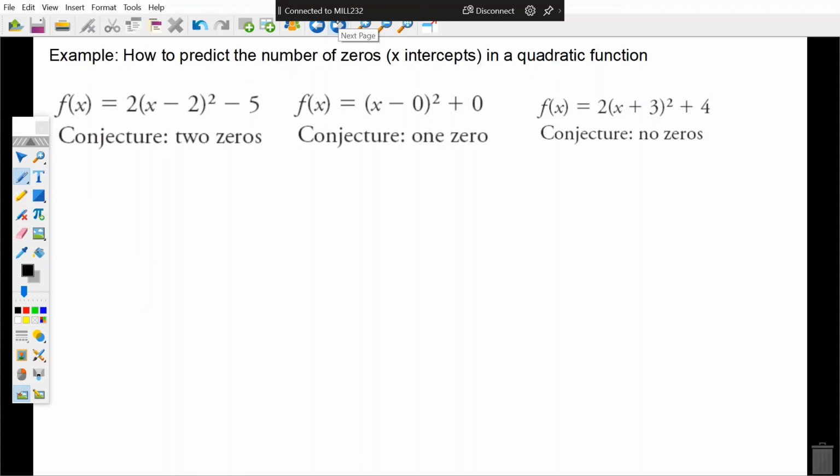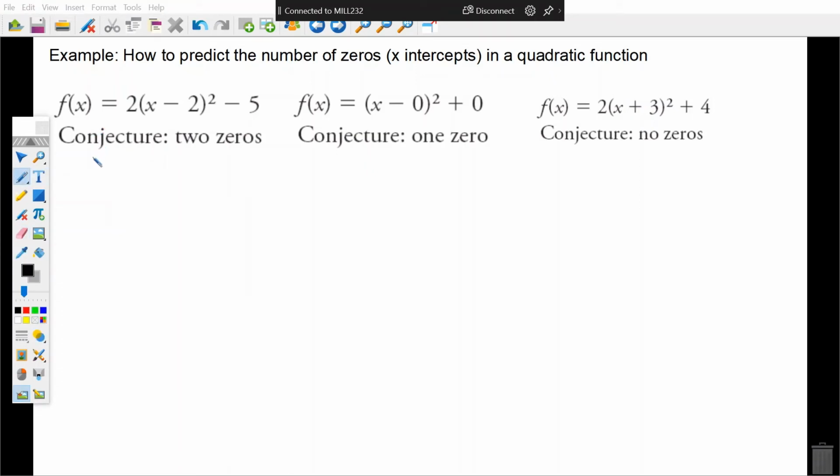The next thing is how to predict the number of zeros. And zeros is the same thing as x-intercepts. Sometimes they call them zeros and sometimes they call them roots. I try to call them x-intercepts all the time so it's consistent. So what we want to look at is how to predict the number of x-intercepts in a quadratic function. You could get a question like this on your quiz and they could ask you, how many x-intercepts are there? 0, 1, or 2? And then you'll have to answer it. So let's go through each of them so you can see how it looks.